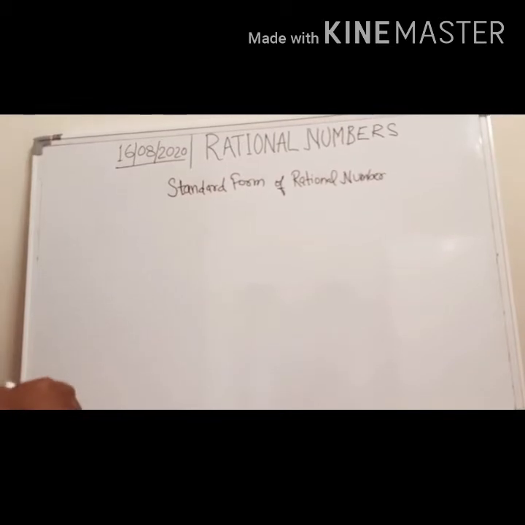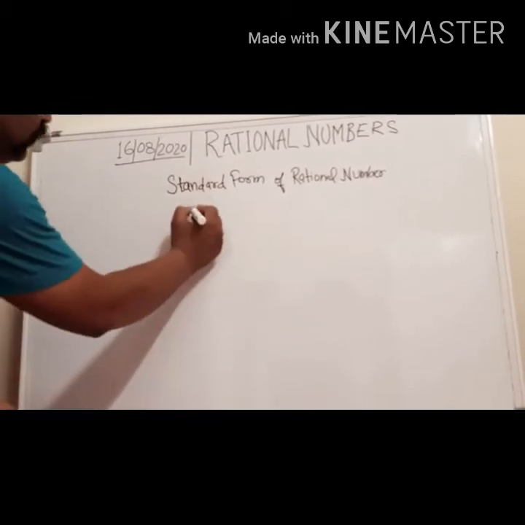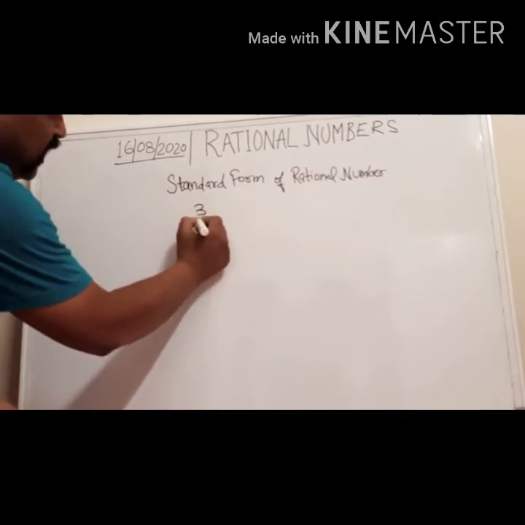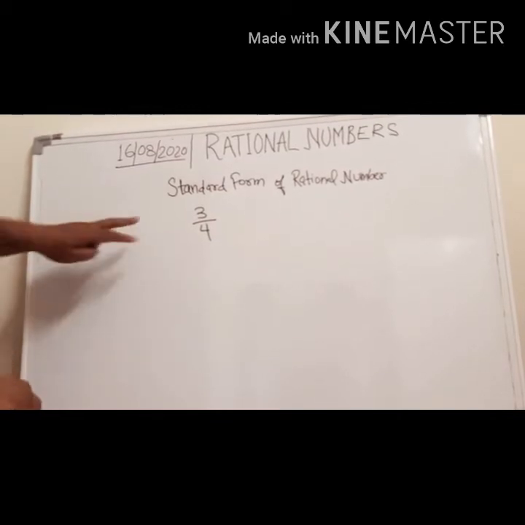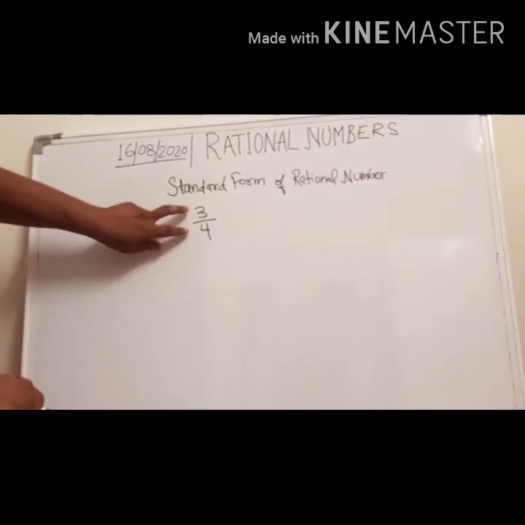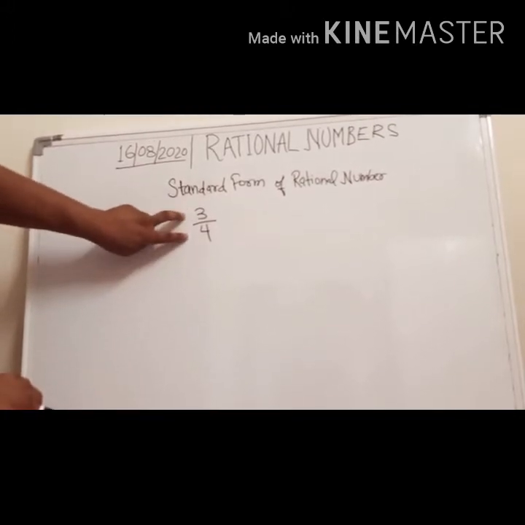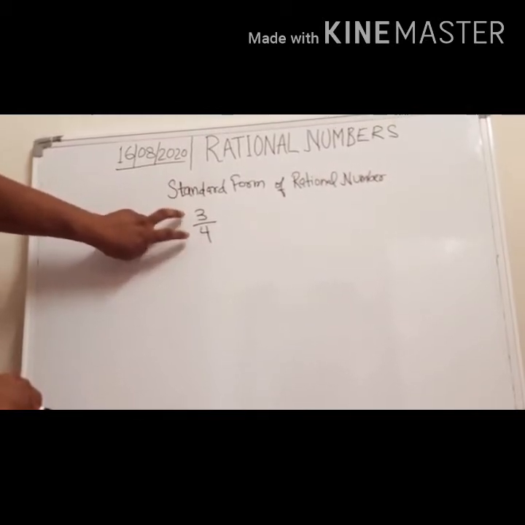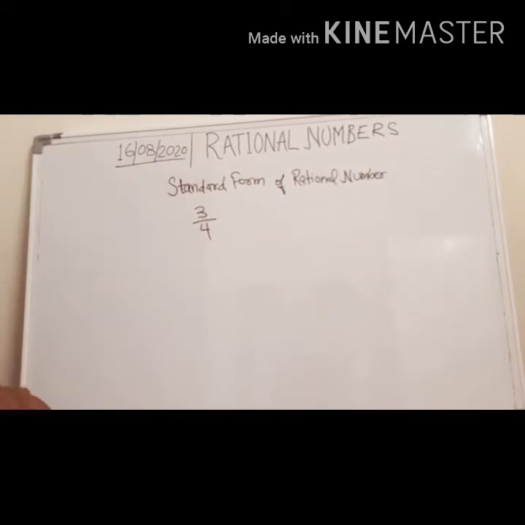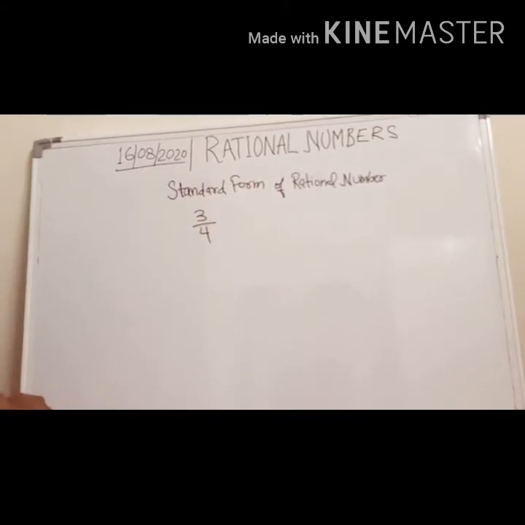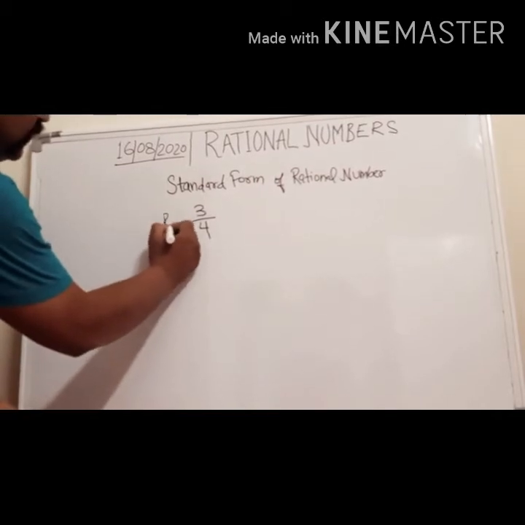Now we will discuss the standard form of a rational number. For a rational number with numerator 3 and denominator 4, we will check what is common between these two, numerator and denominator, that is, both are multiples of 1 only. There is no other common number which can divide the numerator and denominator. So if these two numbers can only be divided by 1, then the rational number is in standard form.